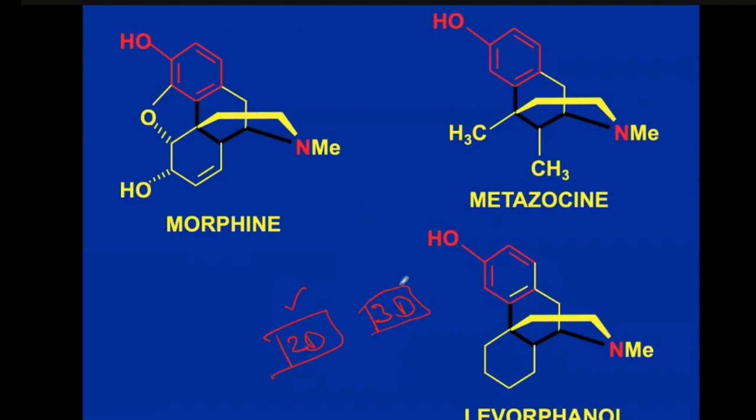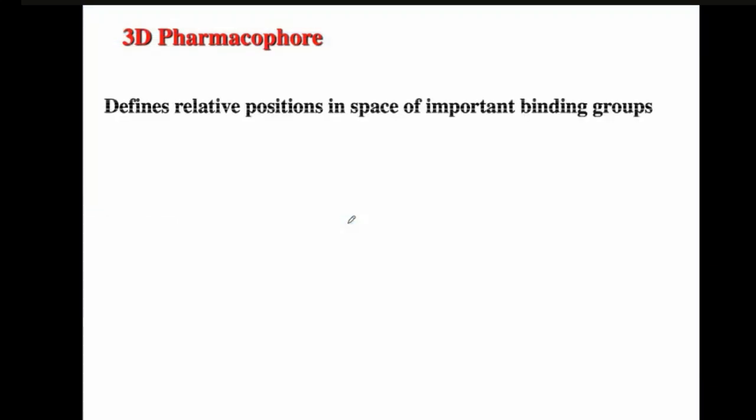But what we are interested in is whether that position is retained in the same three-dimensional space or not, which is very important for having very similar biological activity in the derivatives. That is what we normally study in the 3D pharmacophore, right? It defines the relative position, whether the pharmacophore elements are present in the same three-dimensional space, whether the interacting binding groups of the drug molecule, which are crucial, are present in the same position in the three-dimensional space or not. That is what we normally study.